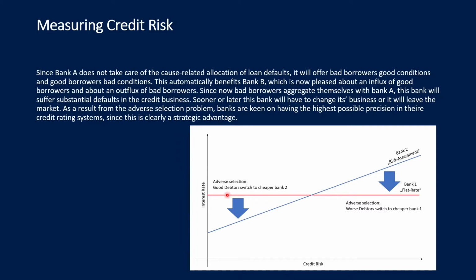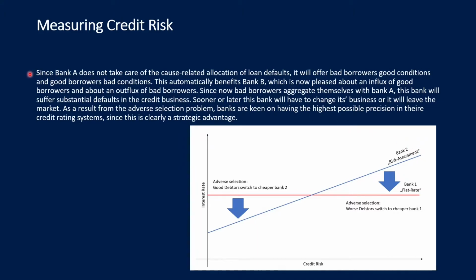Let us come back to Bank A and to Bank B. And let us have a look at this chart here. We see credit risk rising on our x-axis and the interest rate offered by both banks, Bank A and Bank B, on the epsilon axis. We see Bank A or Bank 1 here offering a flat rate. So independent of the credit risk, they offer just one interest rate. While Bank B or Bank 2 does a risk assessment and offers cheaper credits for low credit risk consumers and high interest rates for bad debtors.